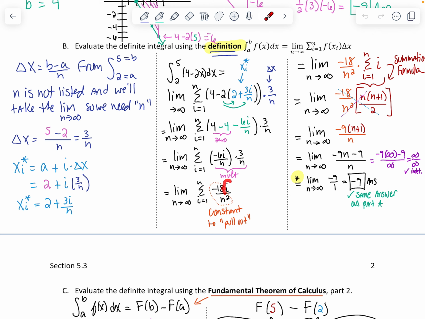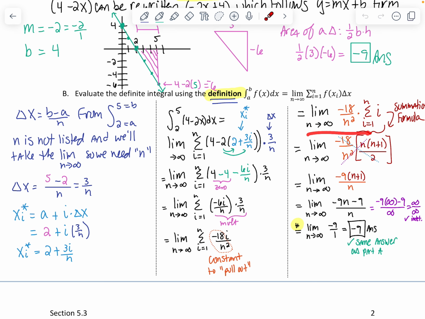But remember, it's only changing based on i. So we're treating everything that's not i, the negative 18 over n squared, as a constant. And we know from our summation rules that we can bring a constant out front. So now I'm looking at this formula where I'm focused on the summation from i equals 1 to n of just i. But we learned that the sum of i in that format is always going to be n times n plus 1 over 2. So I can really write this piece as just the final sum of all of those i values.